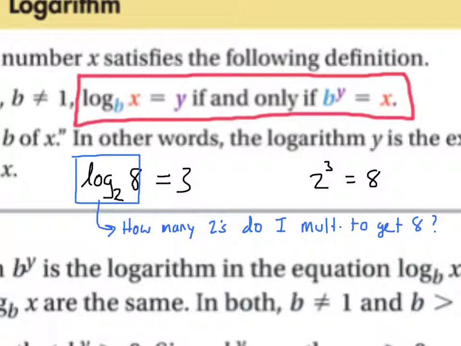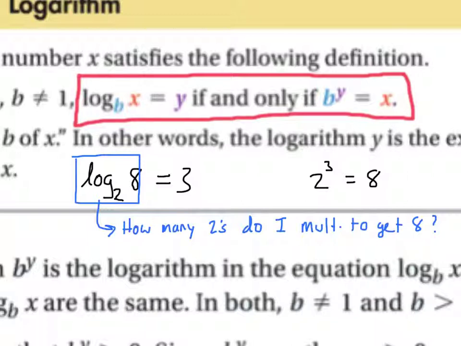So, you've got to be able to switch back and forth from log notation to exponent notation. Okay? That is going to be the big thing to know today. How do you go back and forth between the two? And one thing that will help you is knowing first off that the language is the same.